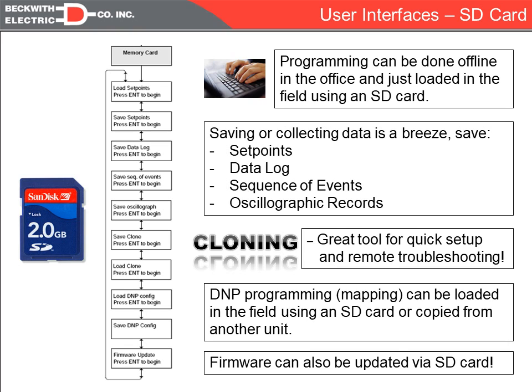So we can load settings from the control to the card. We can save them from the card to the control. We can save our data logging, our sequence of events we're going to be talking about a little later. Oscillography we'll be talking about. The clone, save, and load are similar to the set points, only they save or load everything, including all the communication settings. We also can save or load our DNP map, which on the D is a separate file. So in the C and before, the DNP map was part of the actual setting file. Now with the D, we have two separate files, one for the control settings and one for the DNP.